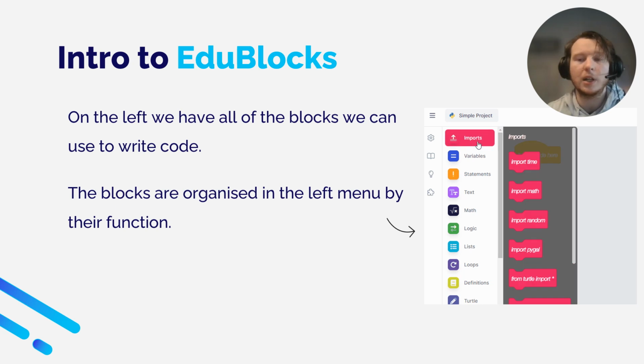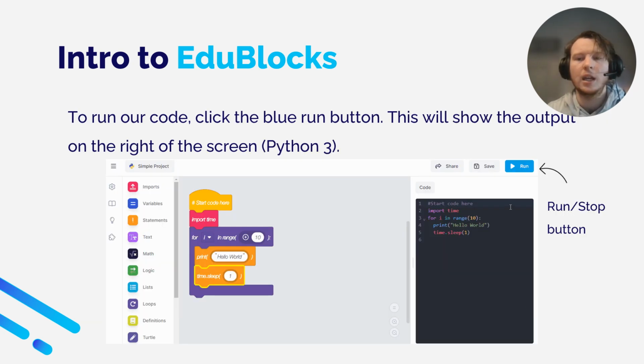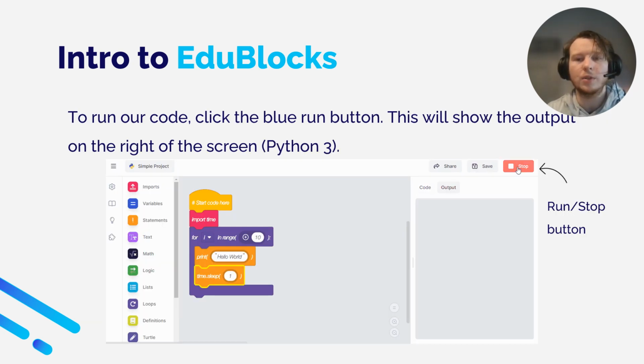So a few more blocks introducing students to EduBlocks. We have these categories on the left based on function. And students can run their code using this blue run button, and this will show the output on the right of the screen. When the program is not running, you'll notice that the right side of the screen displays the program in text code instead of block code.